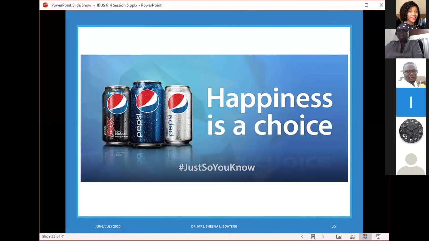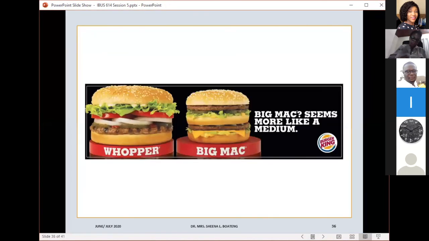So this is a prime example of how certain brands can use their competitors to position themselves in the minds of customers. So if you see this, definitely Coca-Cola will come to mind. And now every time Coca-Cola comes to mind, you remember this thing, and then you remember Pepsi as well. Let's look at another one.